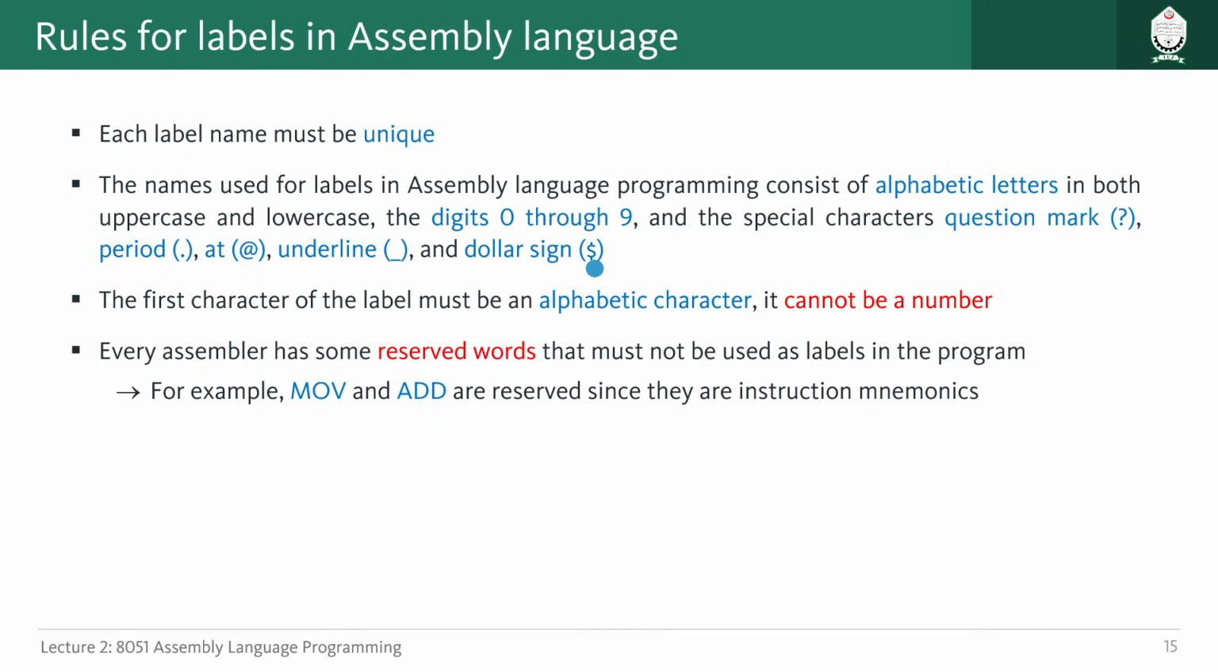But whenever you write a label, you should always start with an alphabetic character. It cannot be a number. Also, there are some reserved words in assembly language, for example instructions like move and add. If you try to use those as a label, they will obviously be misinterpreted, and that will cause problems. That's why these reserved words cannot be used.